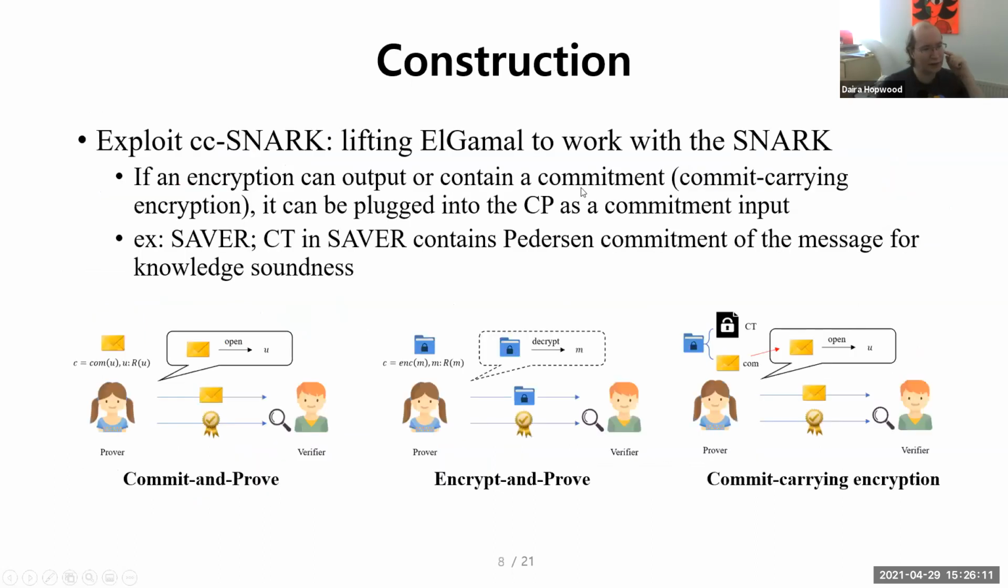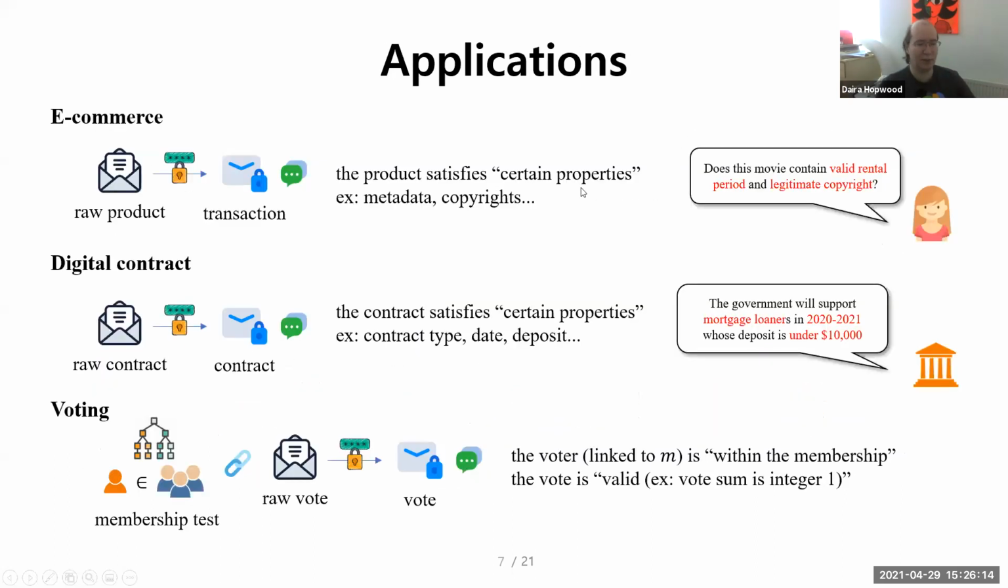Okay, can I just ask you a question? Are we mainly talking about asymmetric encryption or symmetric or both? Oh, we are talking about asymmetric, not symmetric, okay. Like public key encryption only. Okay, thanks.